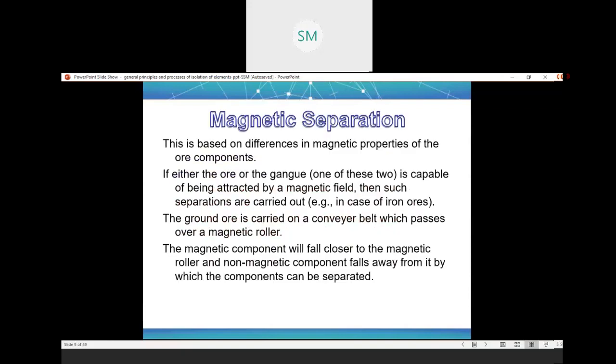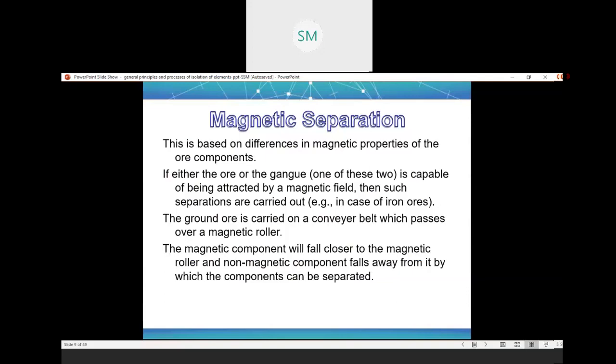Next method is magnetic separation. This is based on differences in magnetic properties of ore components. If either the ore or the gangue is capable of being attracted by a magnetic field, then such separations are carried out. For example, in the case of iron ores, the ground ore is carried on a conveyor belt which passes over a magnetic roller. The magnetic component will fall closer to the magnetic roller and the non-magnetic component falls away from it, by which the components can be separated.